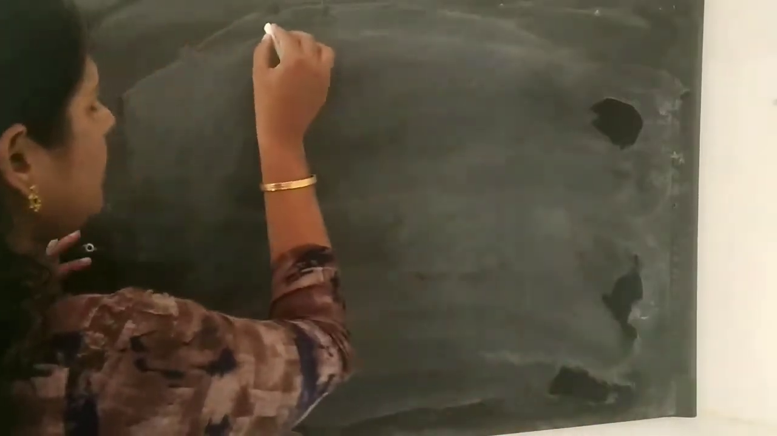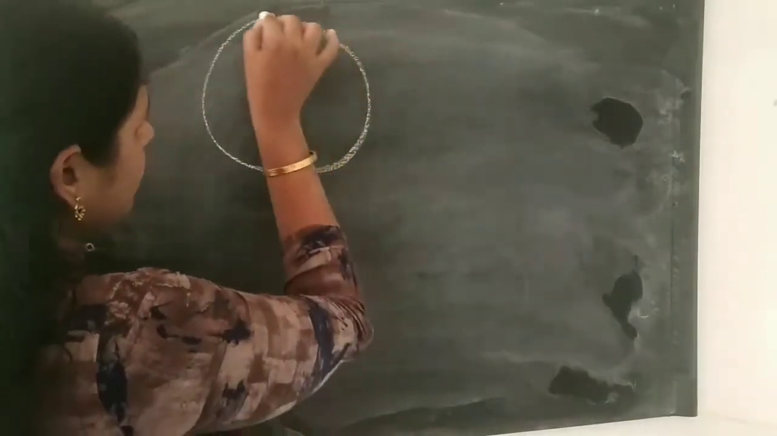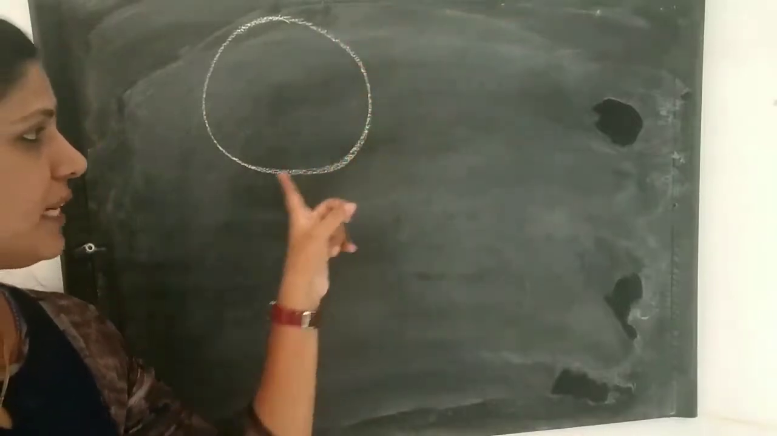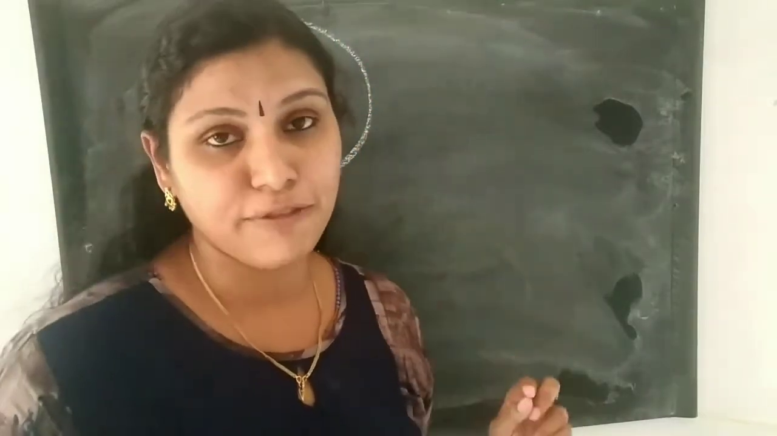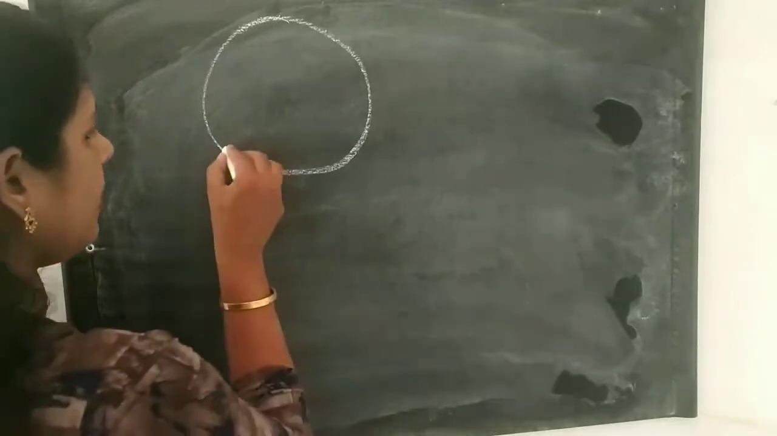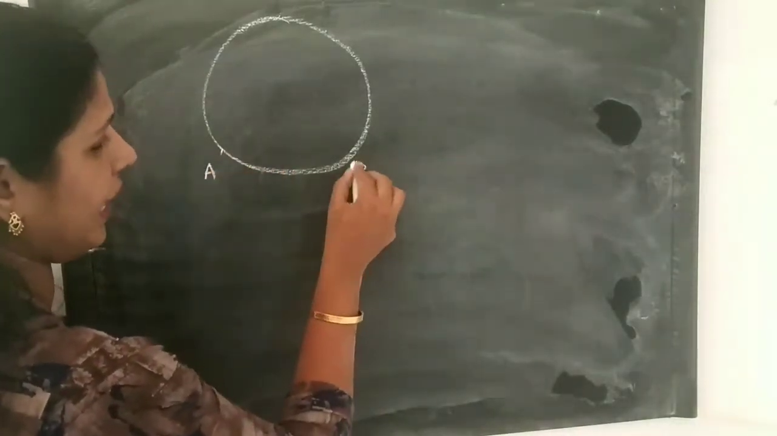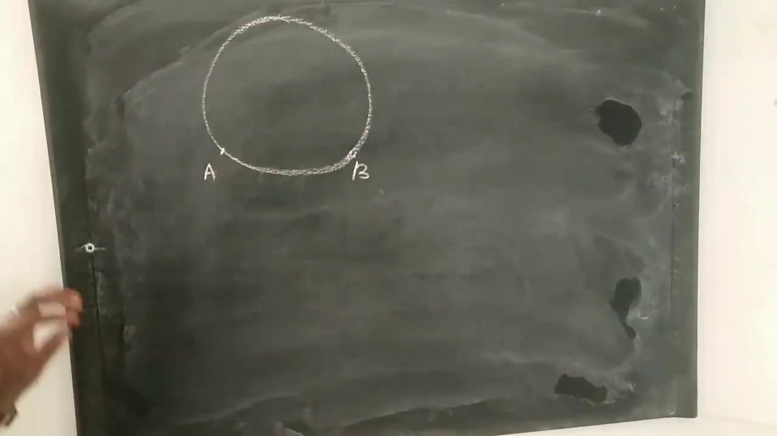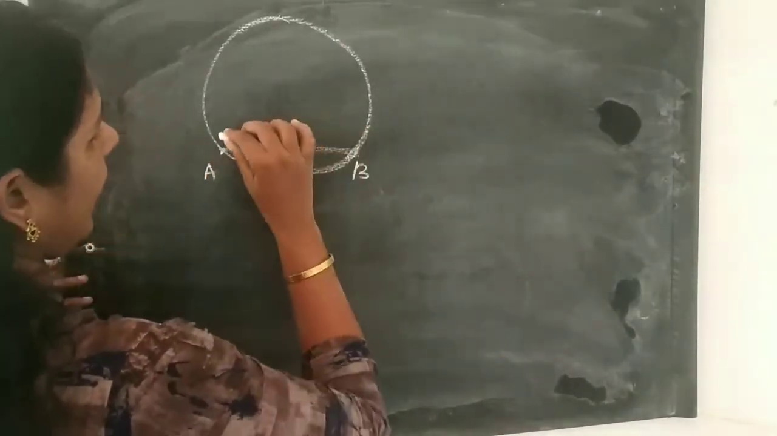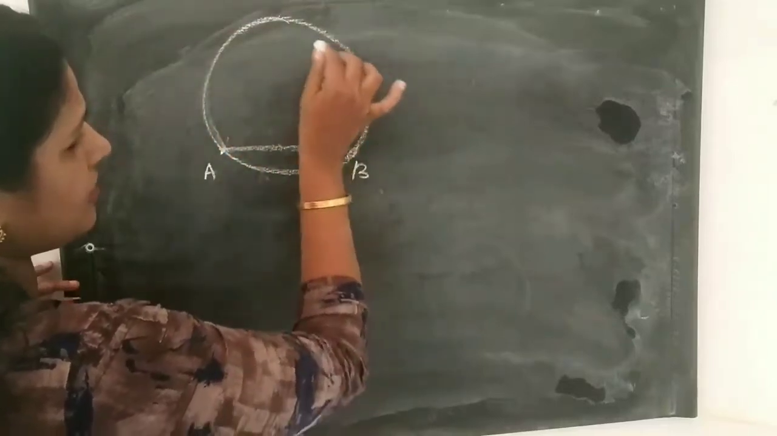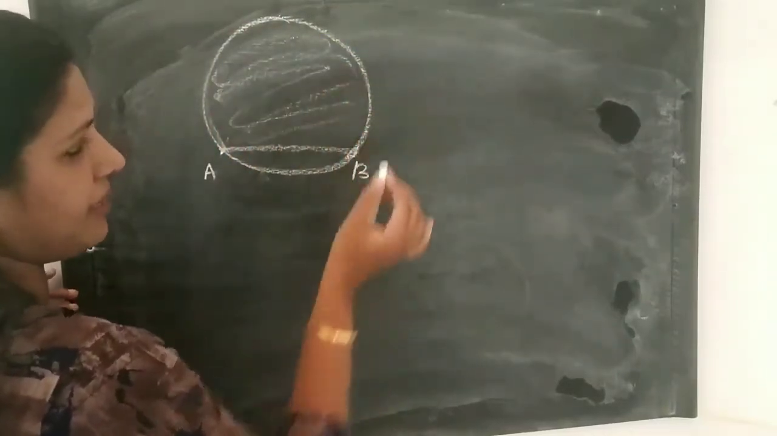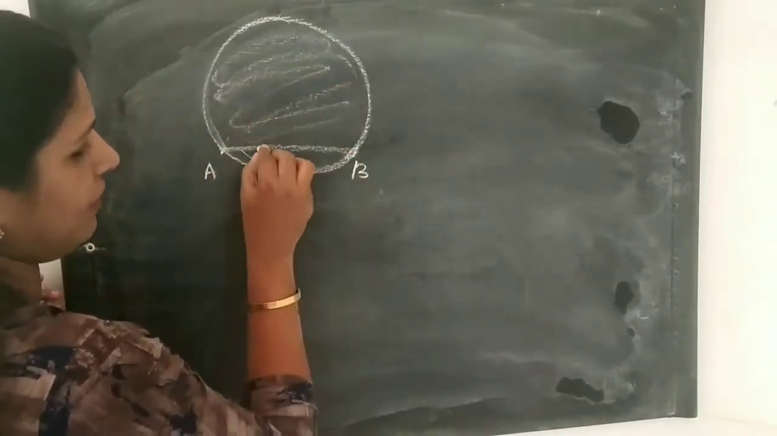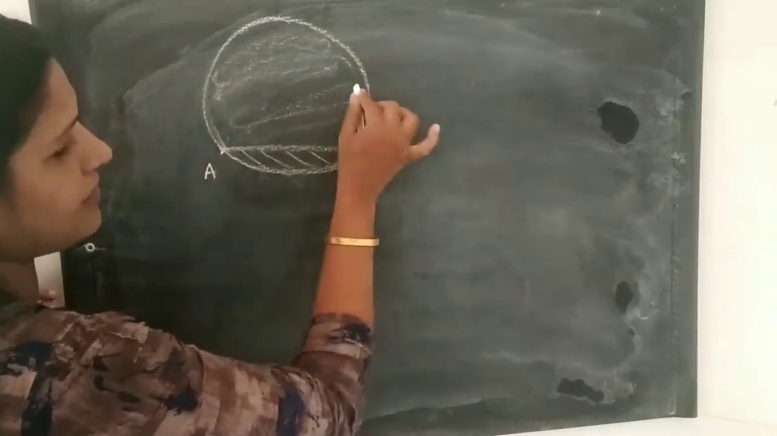So children, in a circle, the length of the complete circle is known as the circumference of the circle. Here we take the points A and B. In this portion, the chord and this arc, this region, is known as a segment. Here we get 2 segments, a small segment and a large segment.